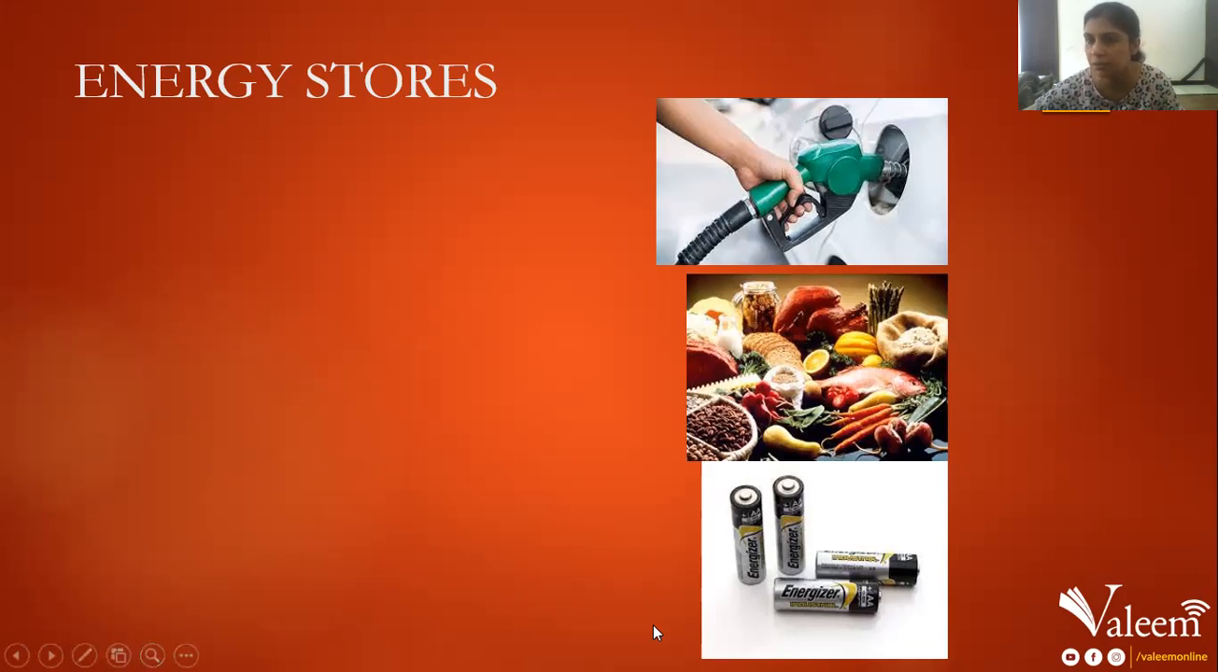Similarly, a battery also contains certain compounds or certain chemicals that, after going through some reaction, produce electrical energy. In the same way, fuel is a carbon compound. So when it's heated, it also produces a kind of energy. So these three, the fuel, the food, and the batteries, are examples of a chemical store.